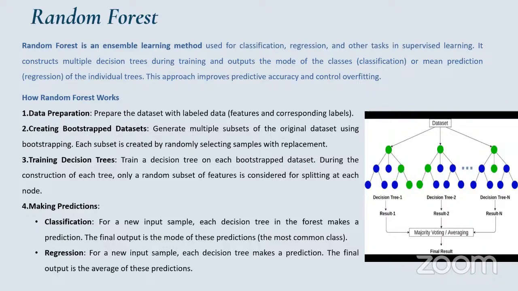Then you are going ahead with training the decision tree, because random forest goes ahead with decision trees. Train a decision tree on each bootstrapped dataset. During the construction of each tree, only a random subset of the features is considered for splitting at each node.